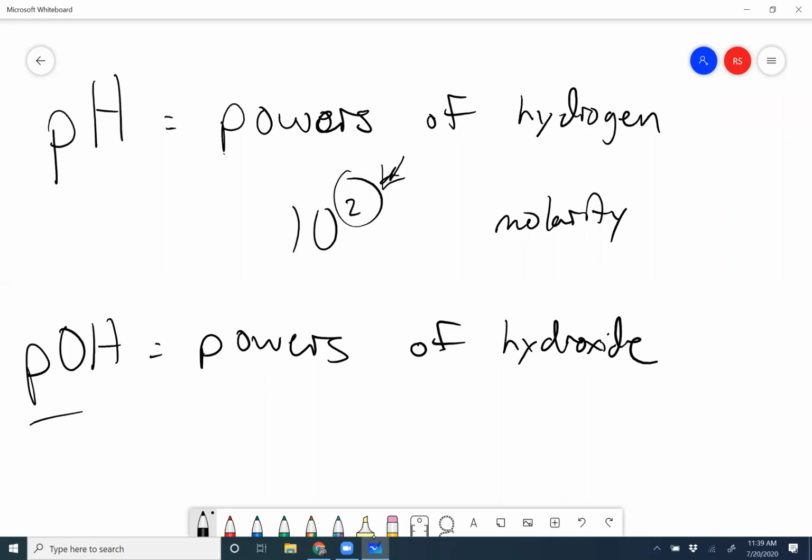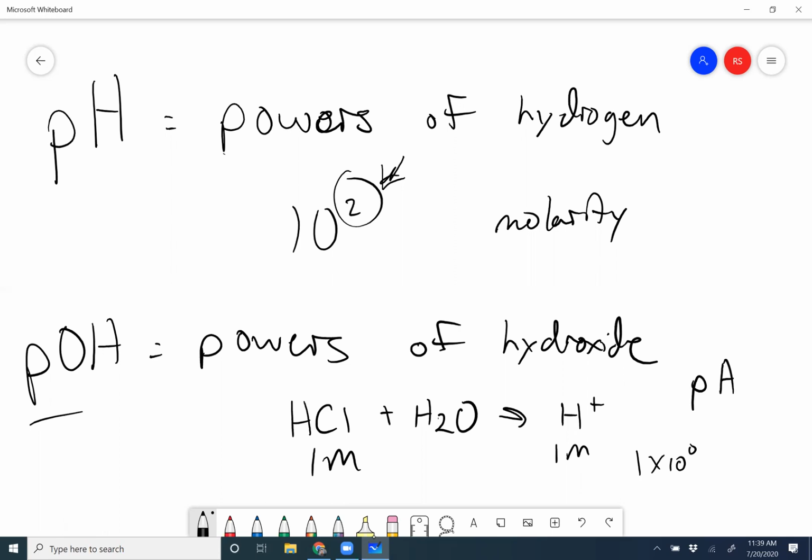So what is P? P is powers. Some hydrogen ion concentrations, like say for instance hydrochloric acid, are really high. So if you have 1 molar hydrochloric acid and you mix it together with water, you will get 1 mole of hydrogen ions, or 1 molar hydrogen ions. So you have 1 times 10 to the 0. And so this thing has a pH of 0. You notice the exponent is the pH. That's why it's powers of hydrogen.